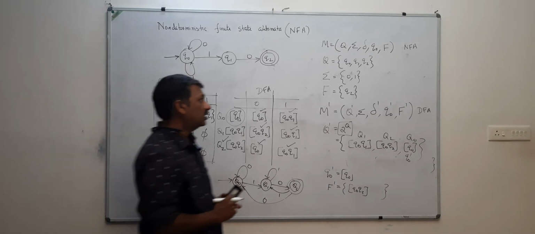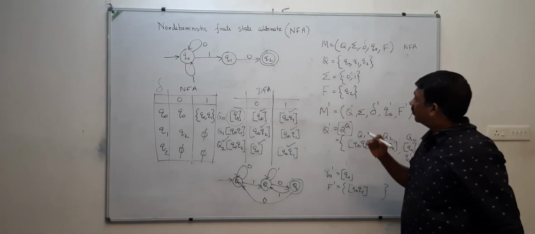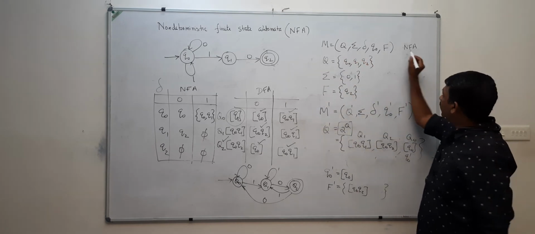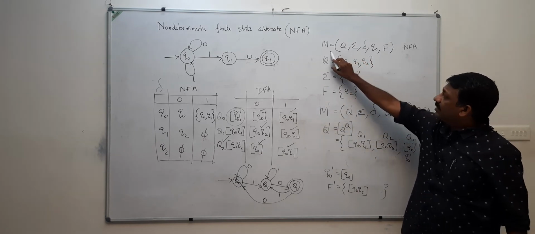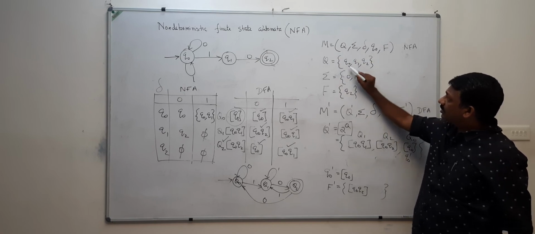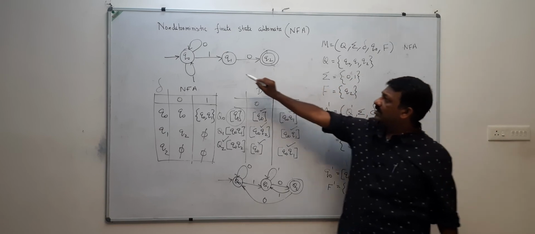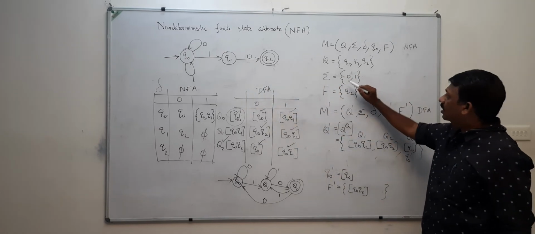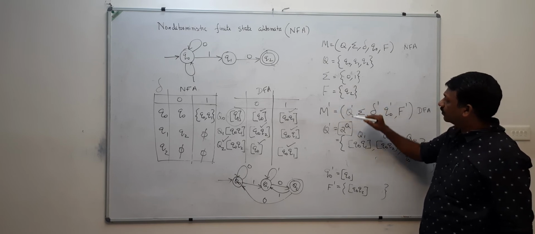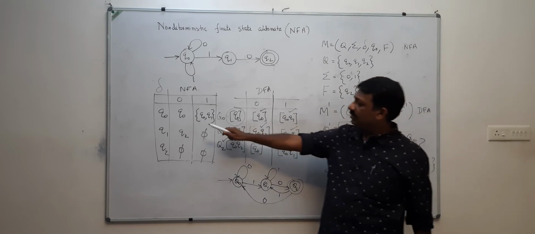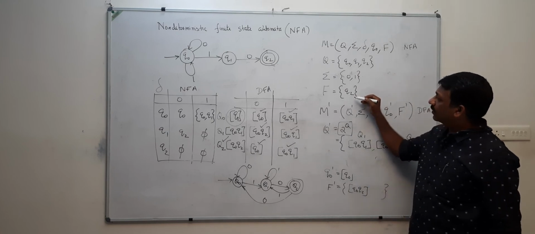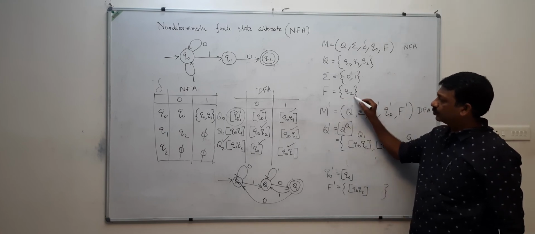In our original transition diagram, we have 3 states. That is the NFA, represented by Q, sigma, delta, Q0, F. Q is the set of states Q0, Q1 and Q2. The input alphabet is 0, 1. The final state is Q2, the transition diagram is represented by this, and the start state is Q0 and the final state is Q2.